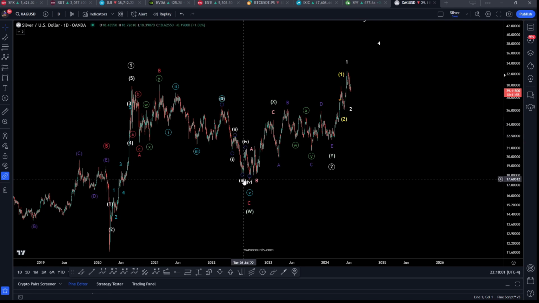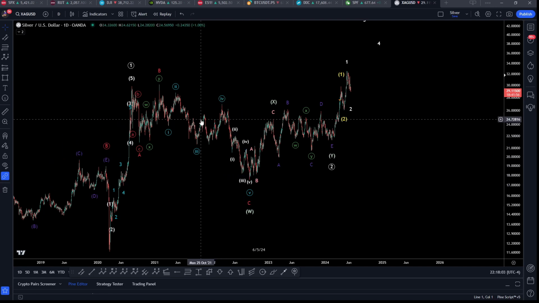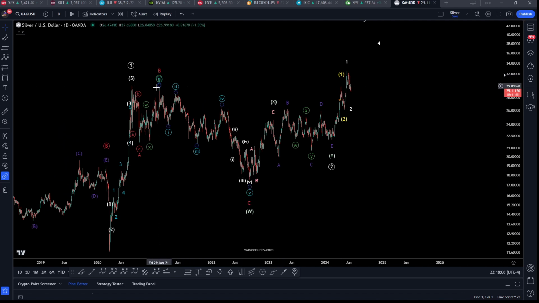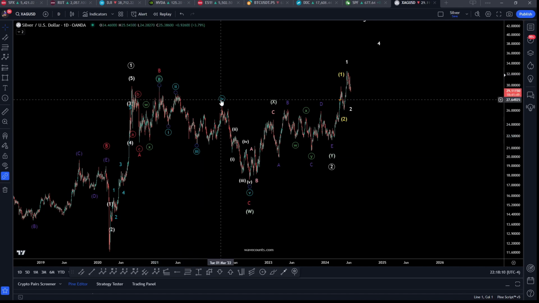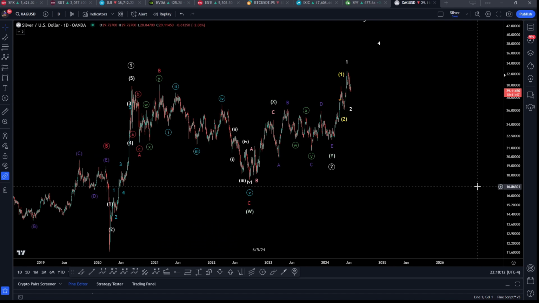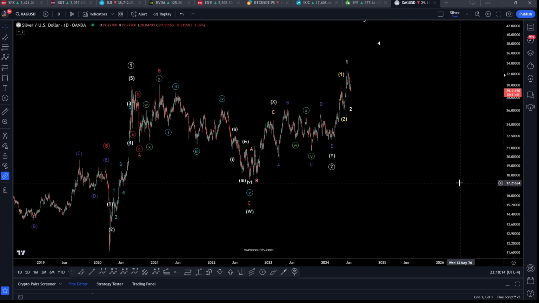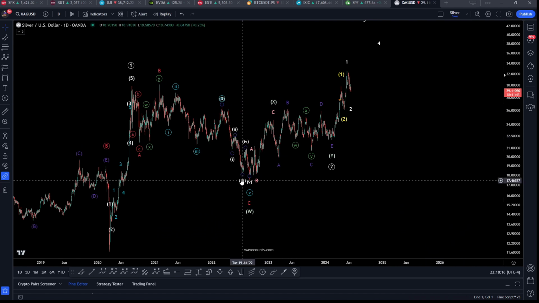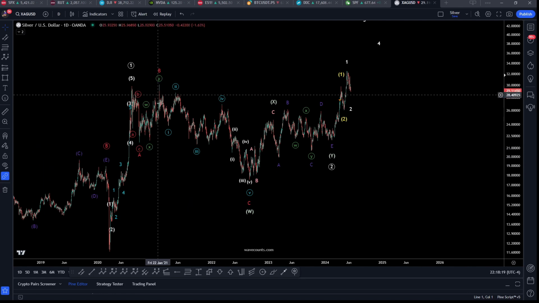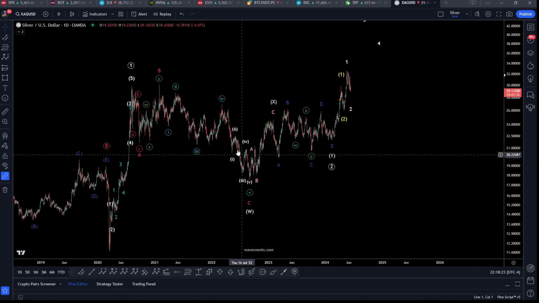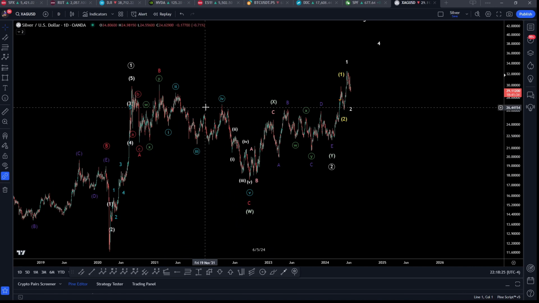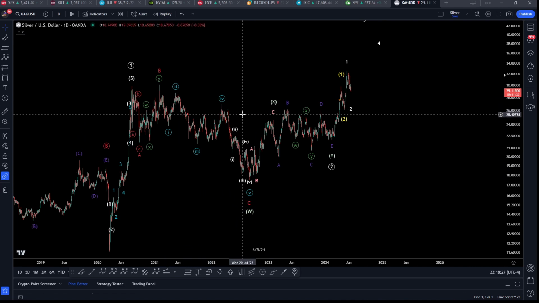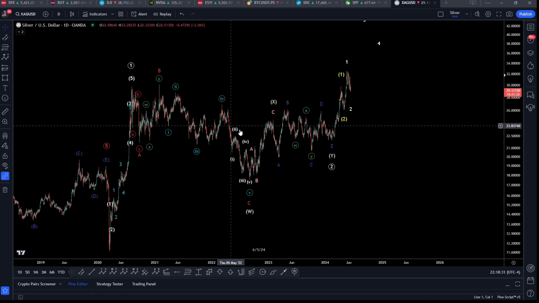Anyway, in a zigzag or a flat, simple zigzag, simple flat, C can only be 5 waves. And that's what we got here. 1, 2, 3, 4, and 5. Okay, diagonal, all zigzags. Zigzag, zigzag, zigzag, zigzag. And I subdivided the last portion of the zigzag. Okay, this is the C wave of the zigzag, which I've subdivided here.